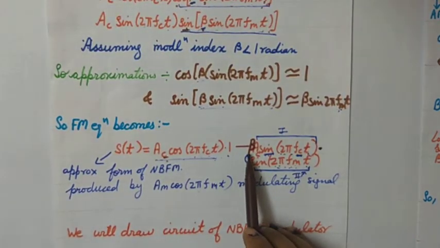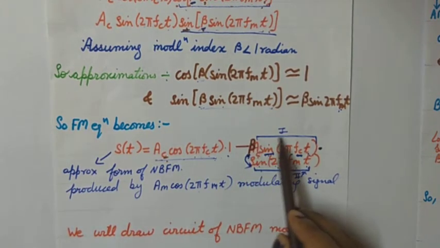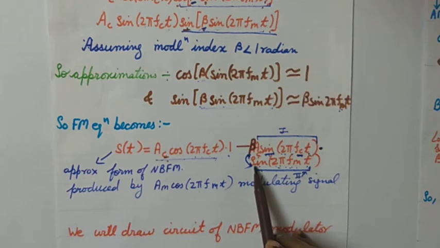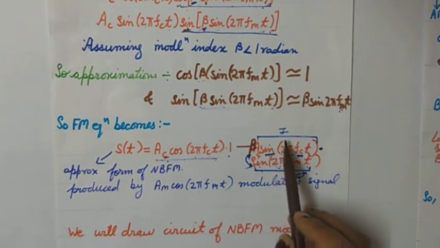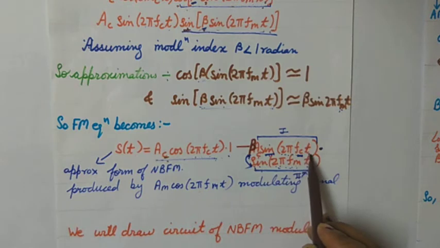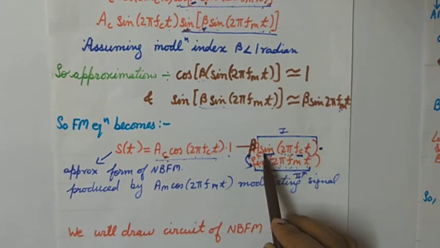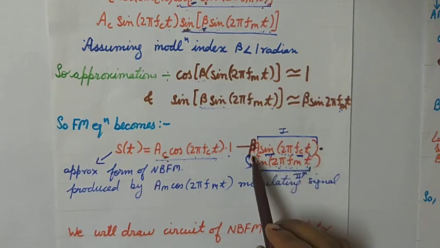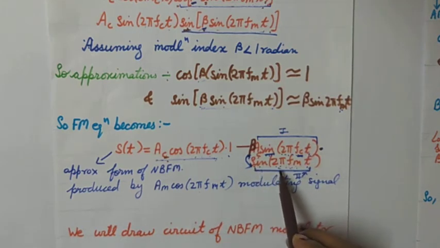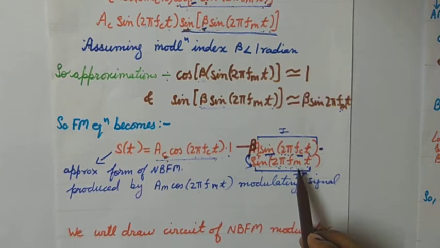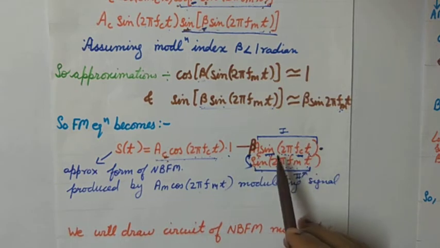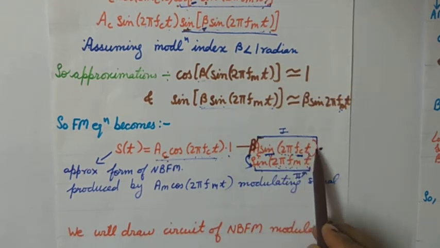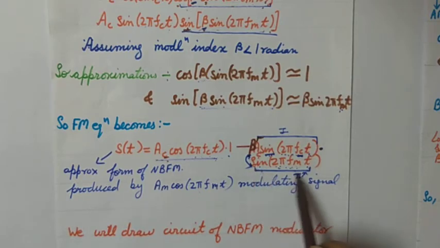In the second term we have two terms. I have put this one and this beta along with this as the second term. The first part is Ac sin 2π fc t, which is the sine form of the carrier Ac cos 2π fc t, and the second part is beta sin 2π fm t. So we have to obtain these two terms.